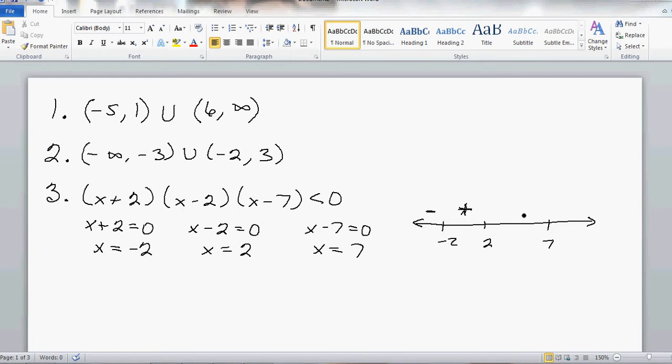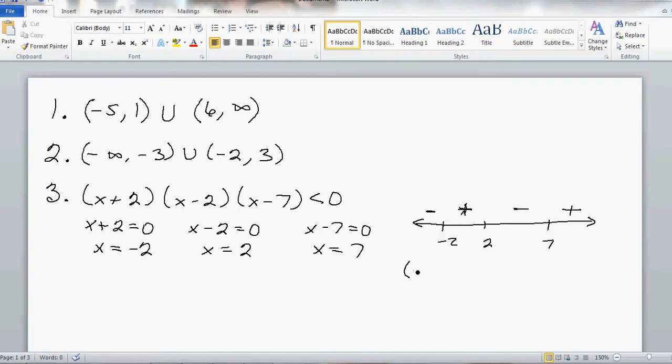Well, positive times negative is positive. Now if I pick a point here, say 3, this will be positive, positive, negative. Positive times negative is negative. And then another point out here, say 8. Positive, positive, positive. Positive times positive is positive. And so now we are asking, when is this less than 0? Well, in other words, when is it negative?